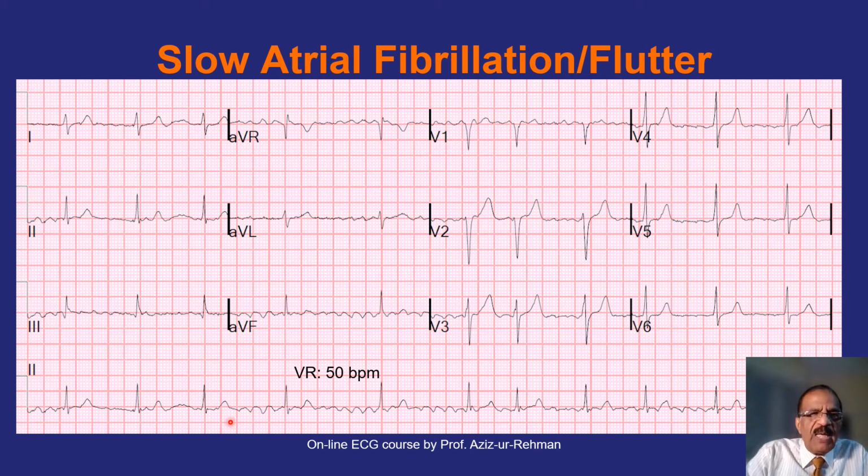So it's slow. If you examine the pulse, it might not be very fast, but it will be irregular. That is the hallmark of atrial fibrillation. And why do we have slow RR? This could be the effect of some drug. Maybe this patient is being treated with digitalis or beta blocker, or there is some additional disease in the AV node that could cause slow atrial fibrillation.